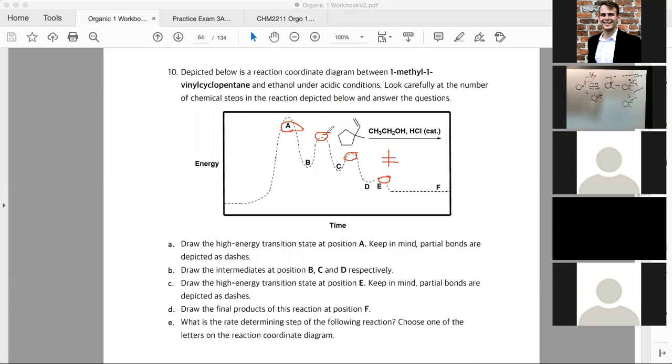Anything below that, in the troughs, let me change colors. Anything in the trough, here in pink, B, C, and D, those are going to be your intermediates. Those would be like a carbocation, so I'll just draw C and a plus, so you know. The tops are these fake theoretical constructs known as transition states, which we'll draw in a second.